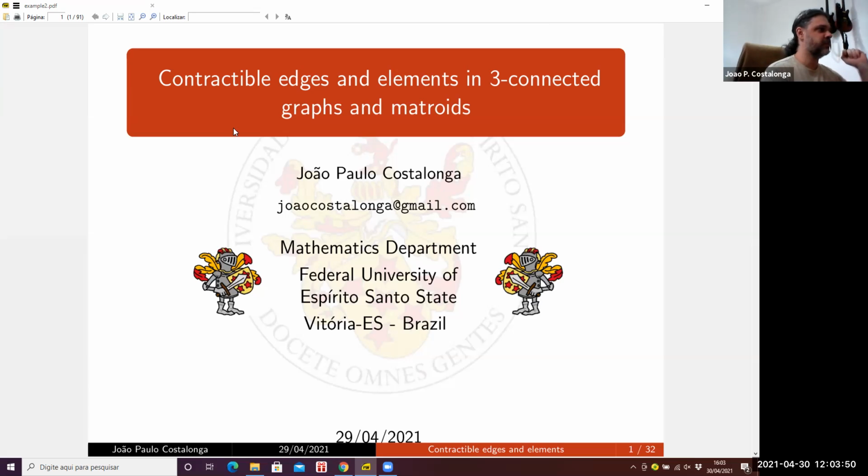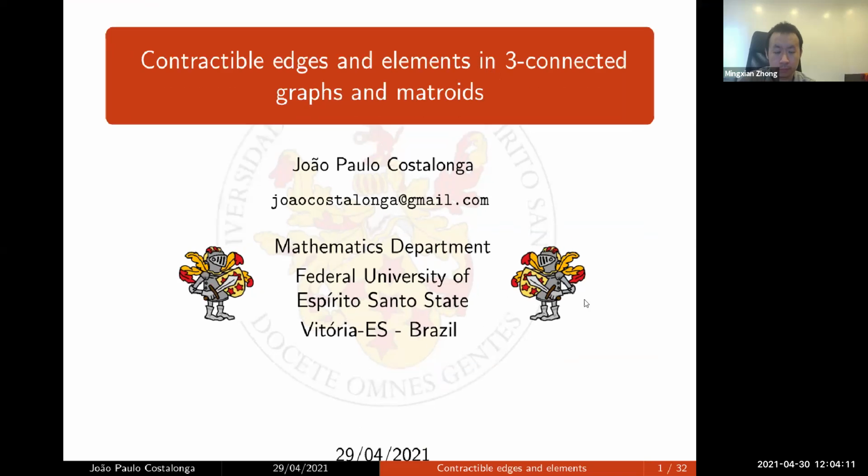We're talking about contractible edges and elements in 3-connected graphs and matroids. So if you find it fancy, it was a friend of mine that designed a mascot for our university based on our logo. Oh, let's start talking. I believe it's better like this.